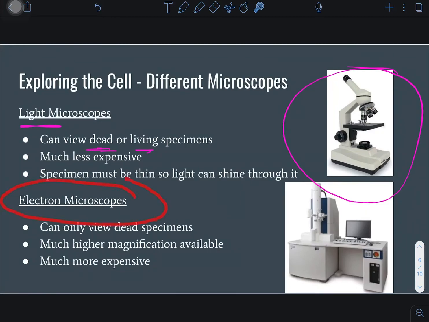Now, if you want to get to some cool images, you should look up electron microscope images. I would recommend TEM, for transmission electron microscope, TEM.